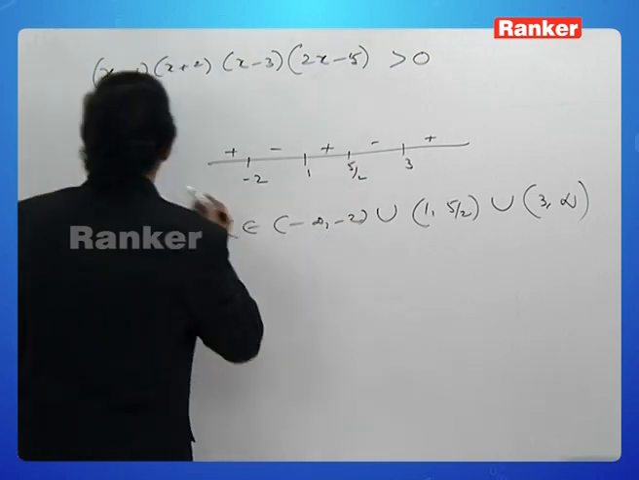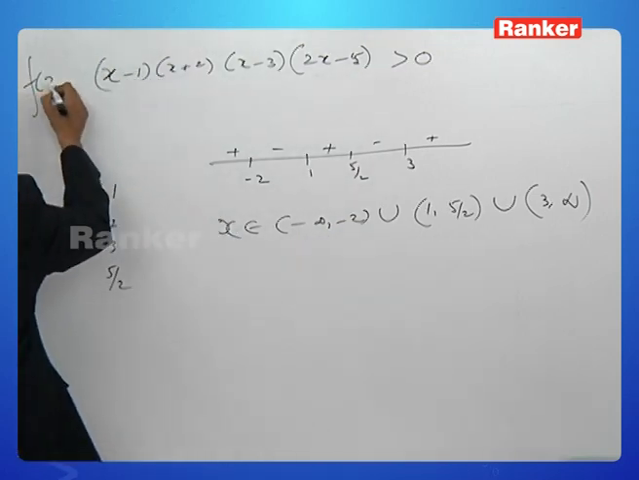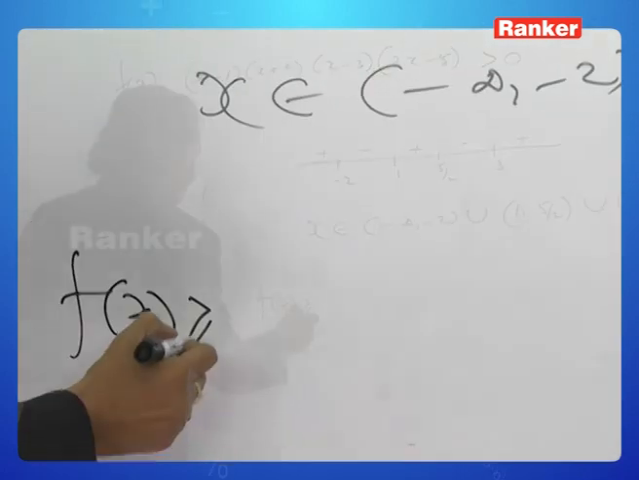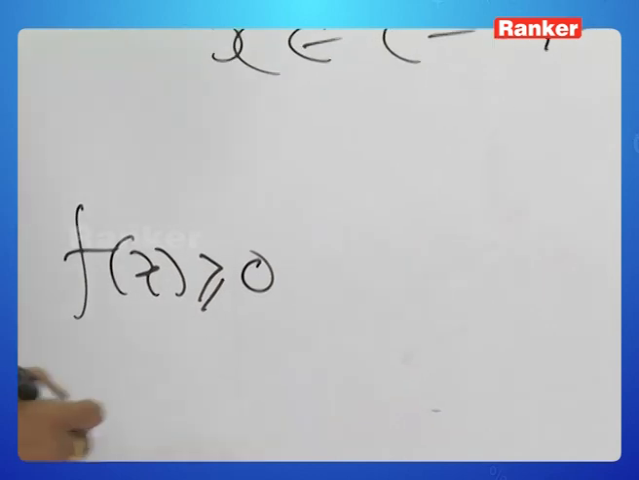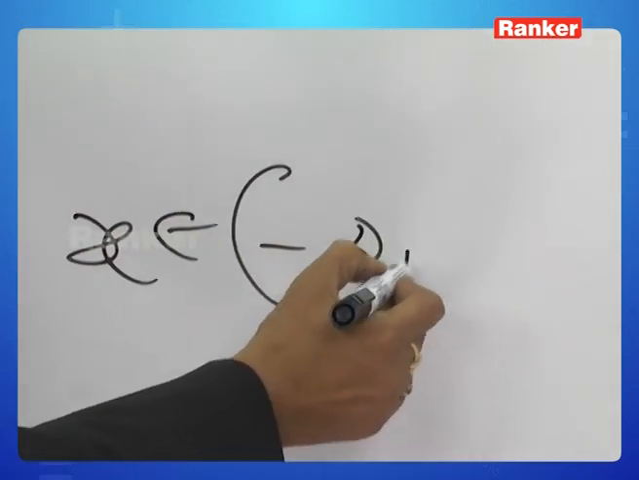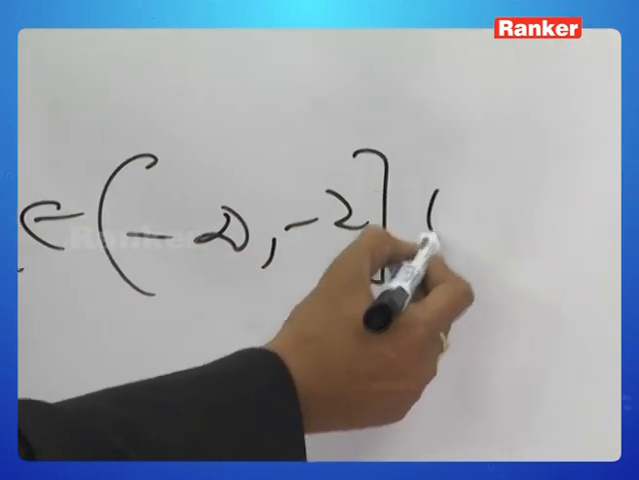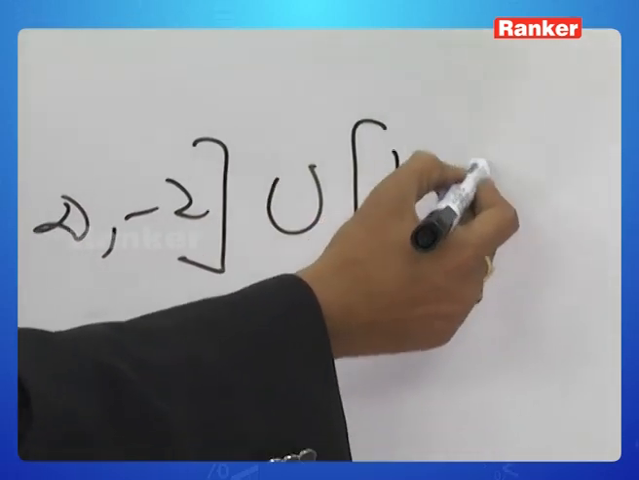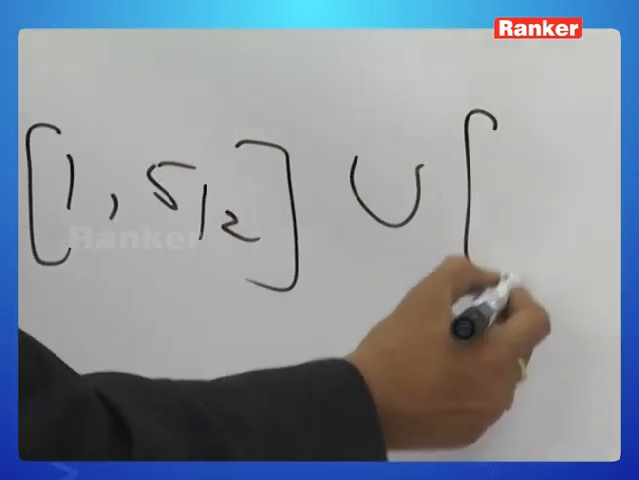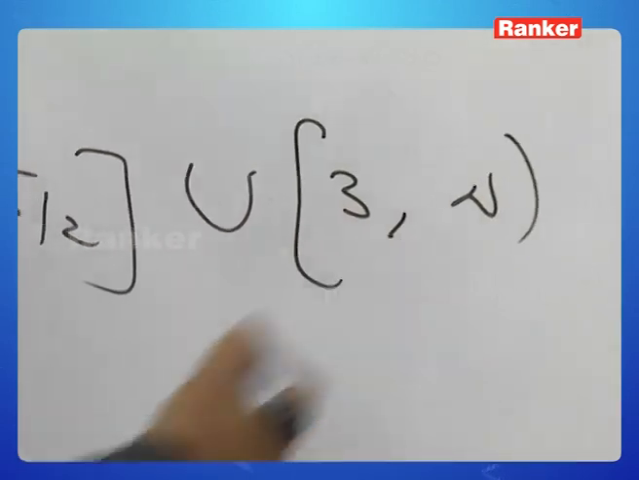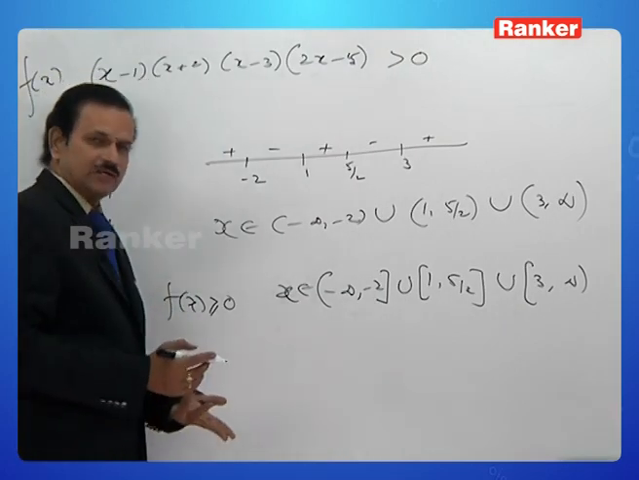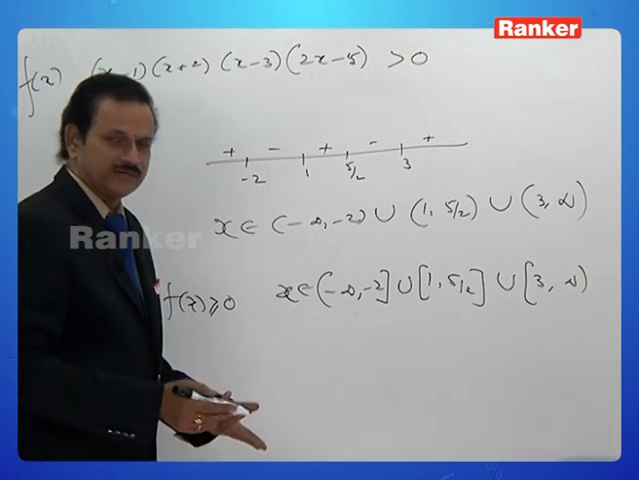Let me call this f of x. If you are asked to have f of x greater than or equal to 0, then what is the answer? X belongs to minus infinity to minus 2, union 1 to 5 by 2, union 3 to infinity. Accordingly, f of x less than 0 and f of x less than or equal to 0 can also be solved.